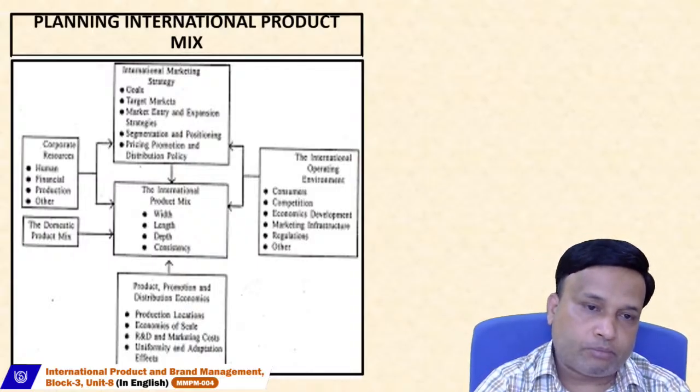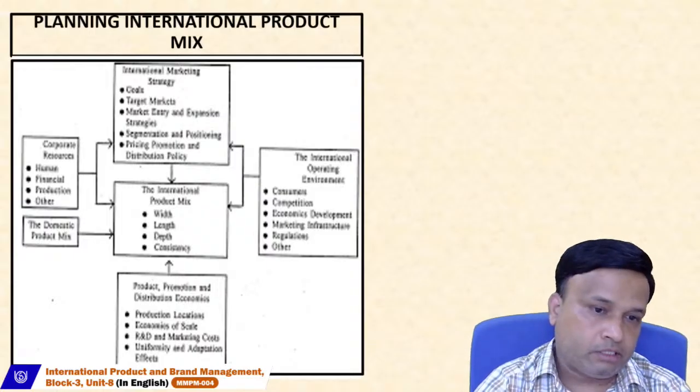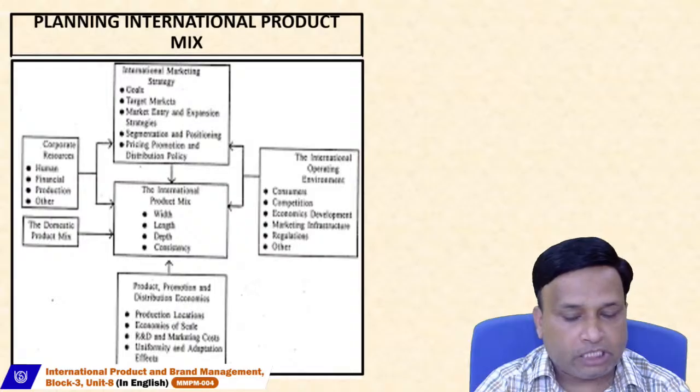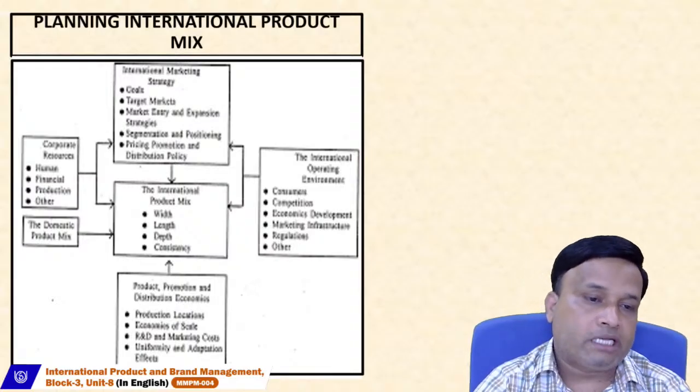The product line they have is three: soap, detergent, and toothpaste. So what about soap? How many products are there in soap? How many products are in detergent? That is all about the depth.